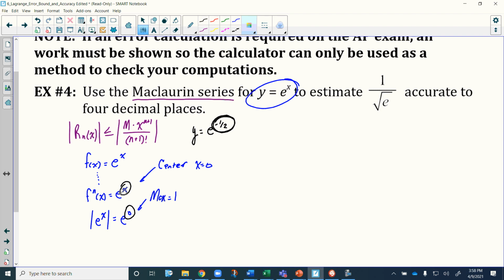I'm going to look at my interval, where it's going to contain the center, but it definitely needs to contain the x value that we're looking at here. So I'm going to look at my interval for -1 less than or equal to x, because that will contain the negative 1/2 that was given to us. And so now I have an interval with which to work. I have my center of 0, and because we're evaluating e to the 0 power, I'm going to have a maximum value of 1.